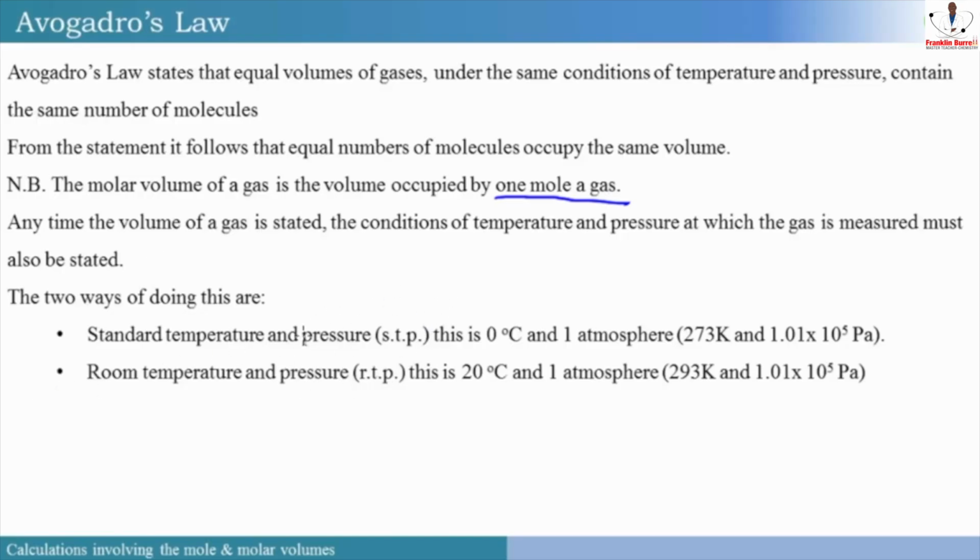We have standard temperature and pressure, which means that the temperature is 0 degrees Celsius and the pressure is 1 atmosphere, or 273 Kelvin and 1.01 times 10 to the 5th Pascal. At RTP, which means room temperature and pressure, the temperature is now 20 degrees Celsius and the pressure is 1 atmosphere, or 293 Kelvin and 1.01 times 10 to the 5th Pascal, which is the pressure.